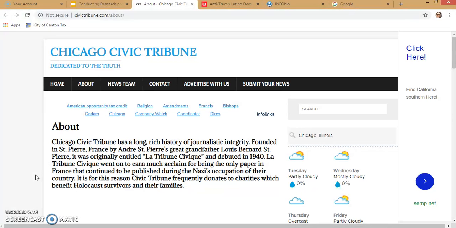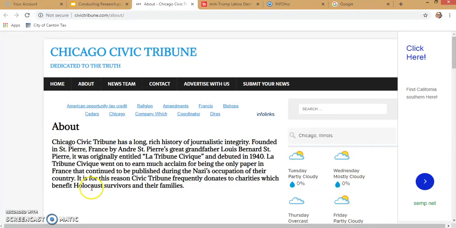I think she agreed. So you can see in this little About Me section that clearly it's a little satirical. Now here's why I say that. This website is called the Chicago Civic Tribune, based in Chicago. Note, it says it was originally titled La Tribune Civique and debuted in 1940. All right, what does that have to do with Chicago?